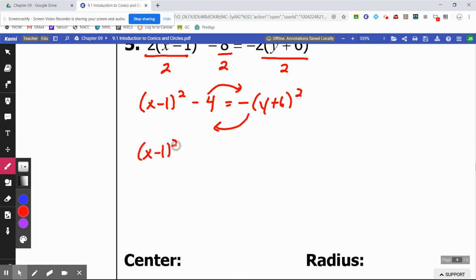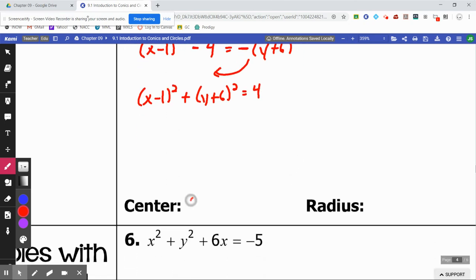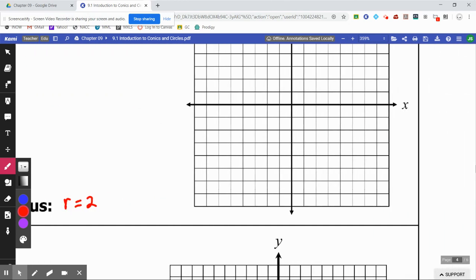So you have (x − 1)². The minus here changes to a plus: (y + 6)² equals the negative 4 turns into a positive 4. So there's your circle. The center got moved right 1, down 6. The radius squared is here, so therefore the radius would be 2. So the center is at (1, −6), and the radius is going to be 2. So 1, 1, 2, 3, 4, 5, negative 6 right there. The radius is 2, so let's go 2 in all directions: right, left, down, and up from the center, and just connect your dots.